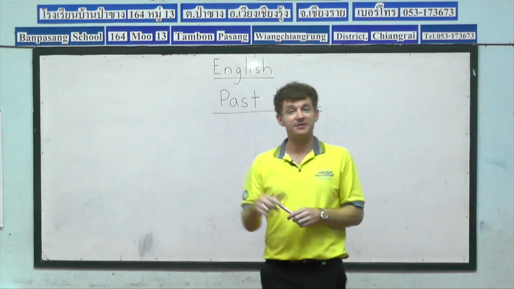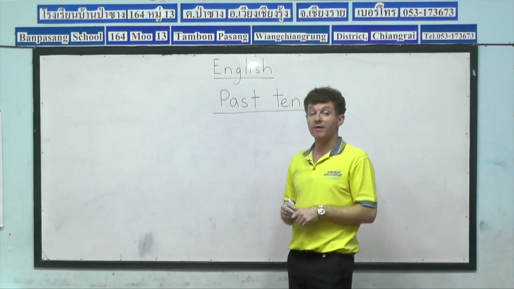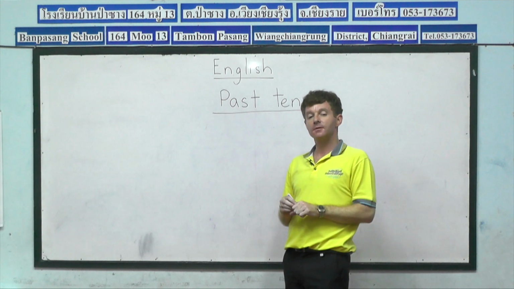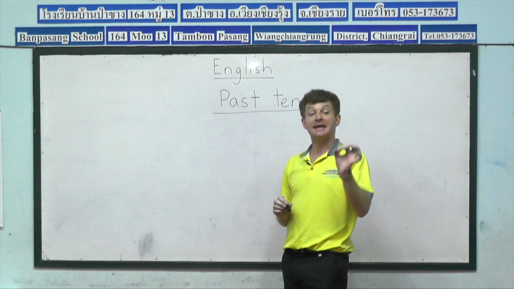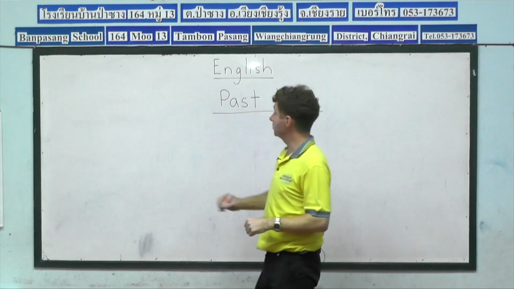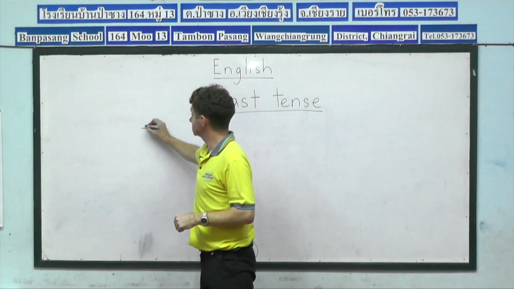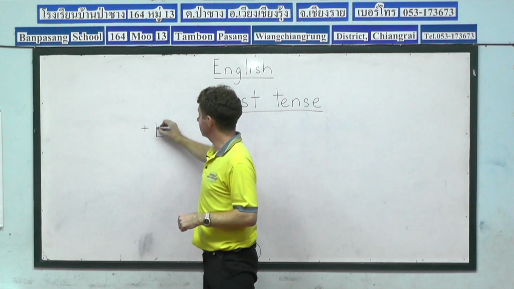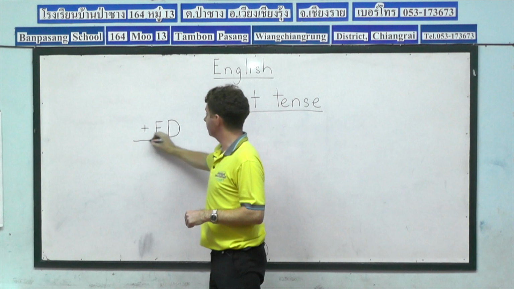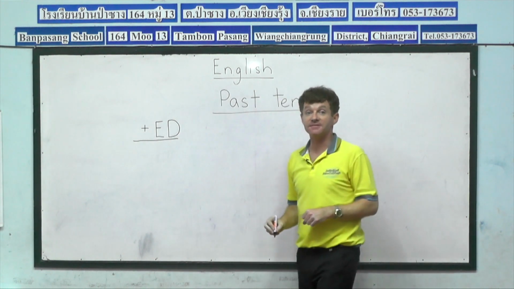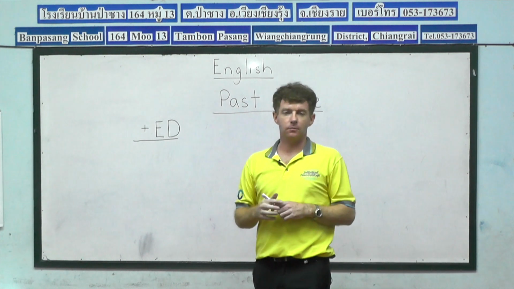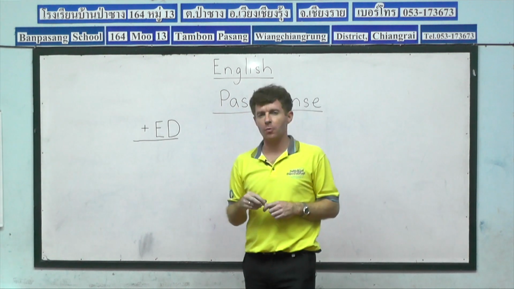Now, the first example is the one we know already. What have we learnt already, guys? What letters do we add? Plus E, D. Okay, so the first way we know is plus ED. For regular verbs, to change them into past tense, we add ED. However, we've today learned some other ways.